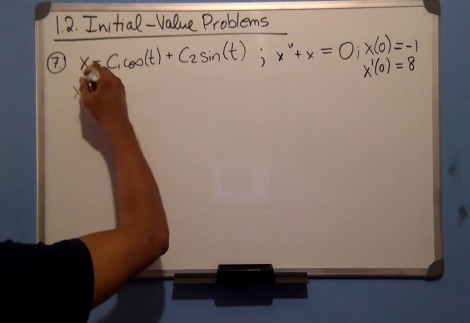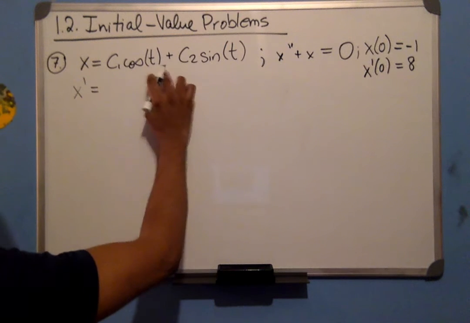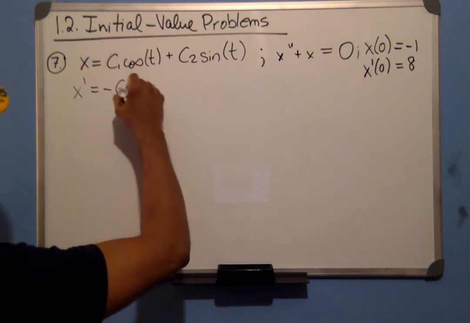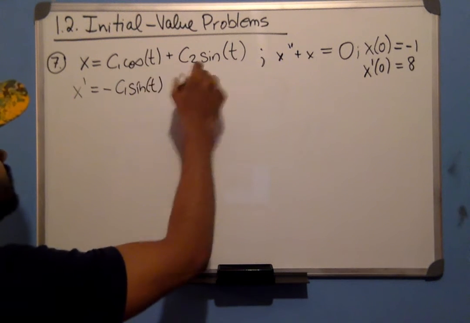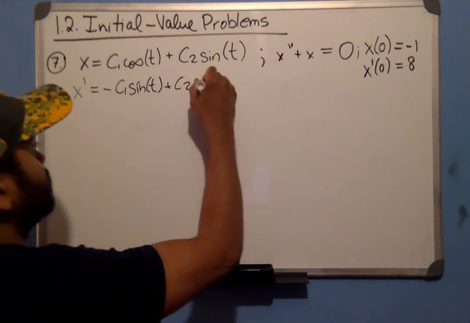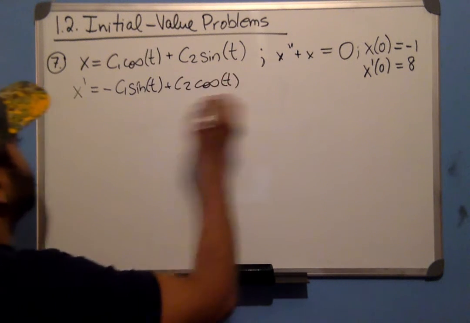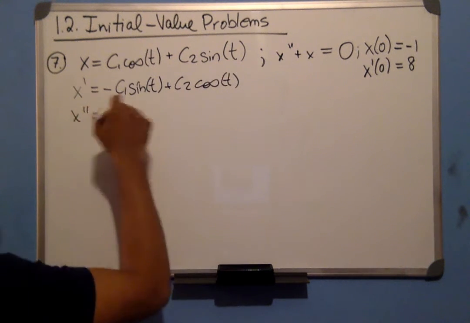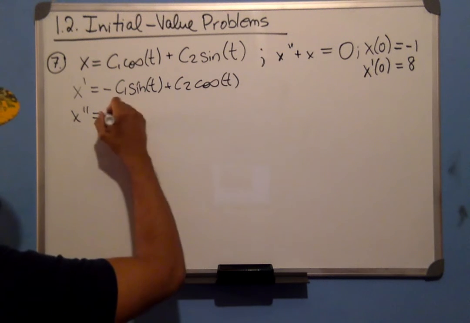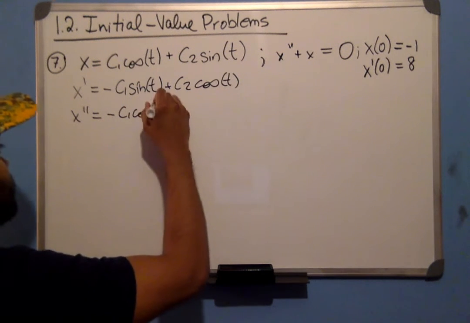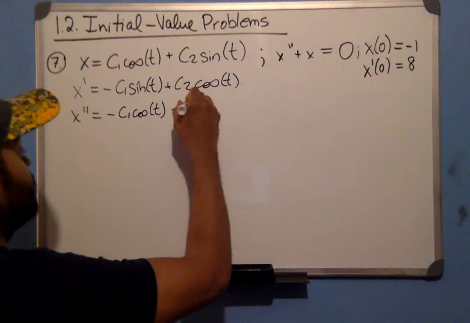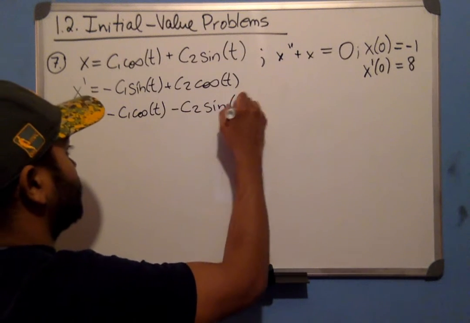So let's do this. x' is equal to negative C1 sine of t plus C2 cosine of t. Okay, and therefore x'' is the derivative of this. It is going to be negative C1 cosine of t minus C2 sine of t.